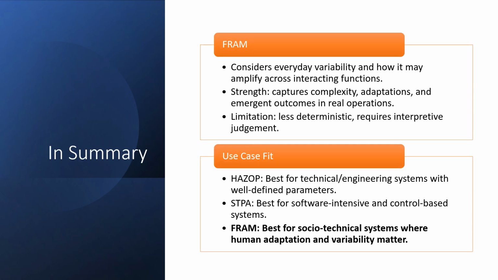So to summarize, FRAM is about recognizing everyday variability, seeing how it can amplify across functions, and then managing it. If we compare this to HAZOP or STPA, which you may subsequently meet, it's especially useful for socio-technical systems where people's adaptations and their interactions with technical systems really matter.